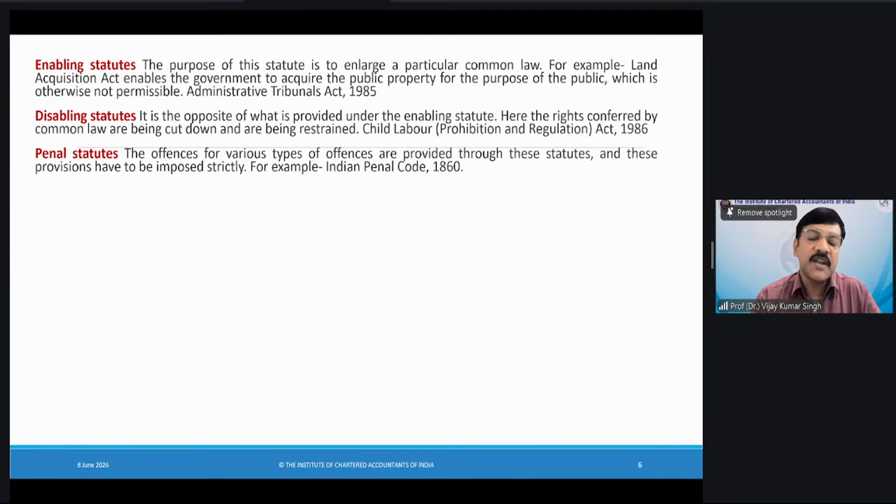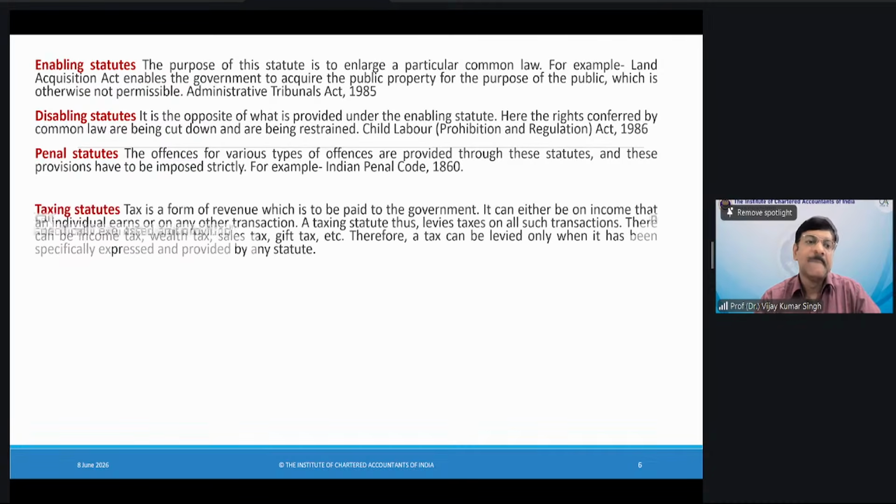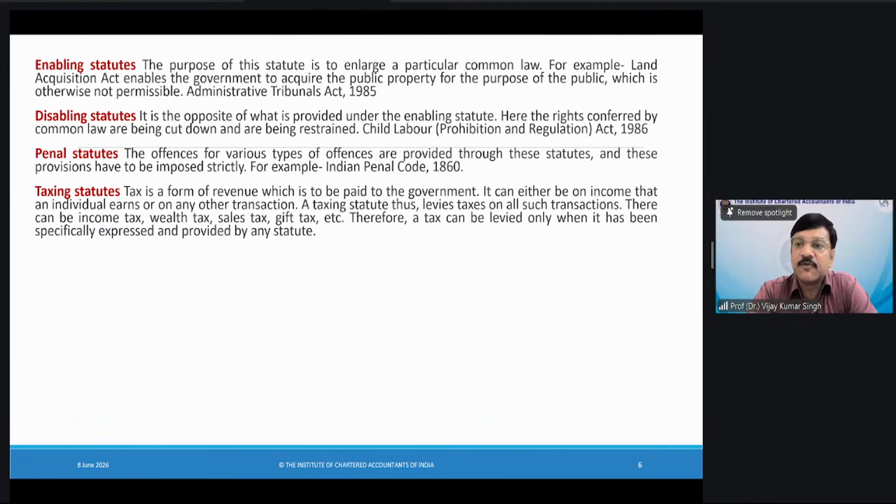I have already touched upon the penal statutes. They are very strict in interpretation, and you need an evidentiary standard which is very, very high. Then we have taxing statutes. Taxing statutes levy taxation. Tax is a form of revenue, as you all know, which has to be paid to the government. It can either be on income or on any other transaction. A taxing statute thus levies taxes on all such transactions. There can be income tax, wealth tax, sales tax, gift tax, etc.